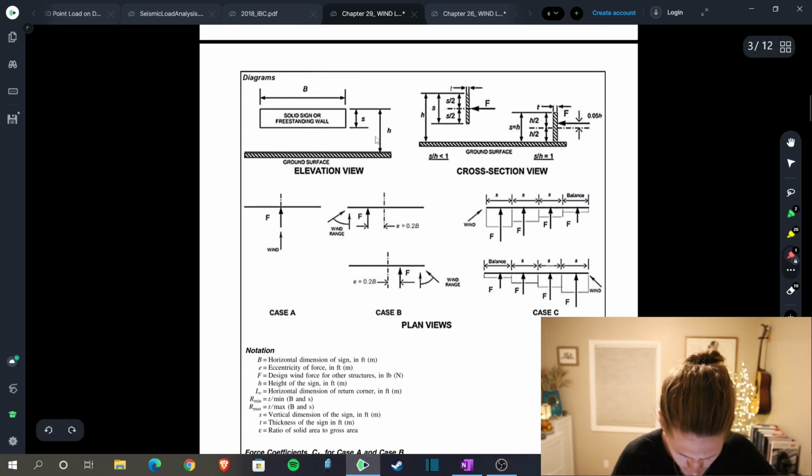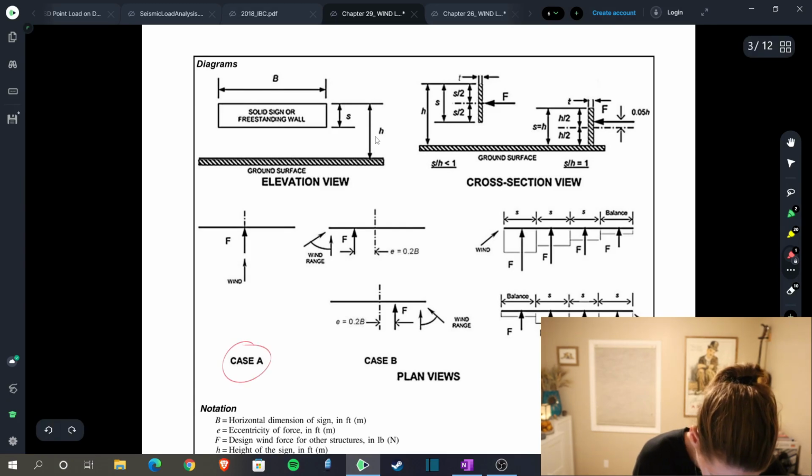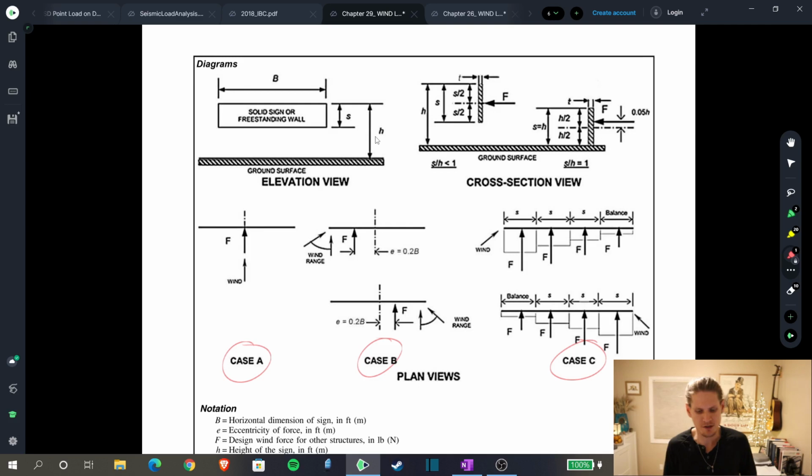And they give you a visual up here of everything going on. And they actually give you three cases, case A, B, and C. Normally you would have to test each case, and each case will give you different C sub F values, but you can see there's different loading assumptions for each case. So it can vary and depend.